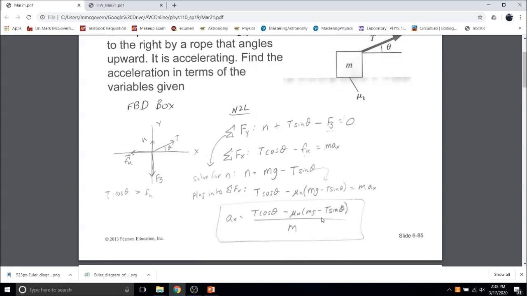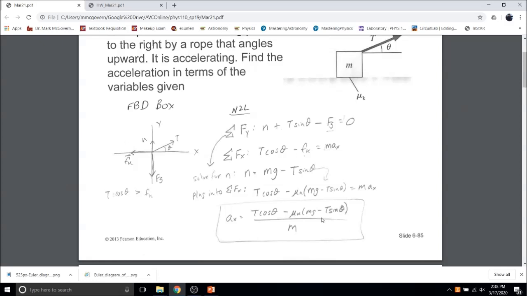All of these variables matter, right? If you want to know why the object accelerates and the rate at which it accelerates, this equation is telling you all the things that matter. The amount of tension matters. The angle of the rope matters. The weight of the object when it's at rest matters. The surfaces matter because you have that mu sub k.